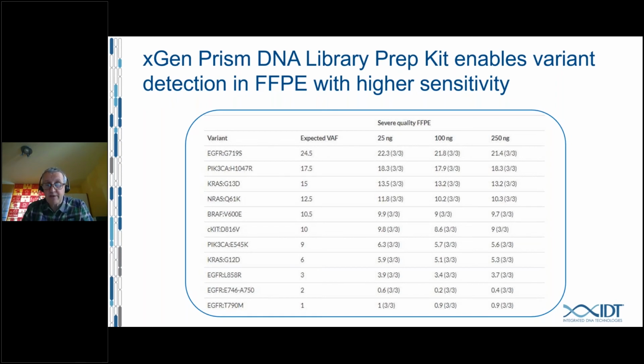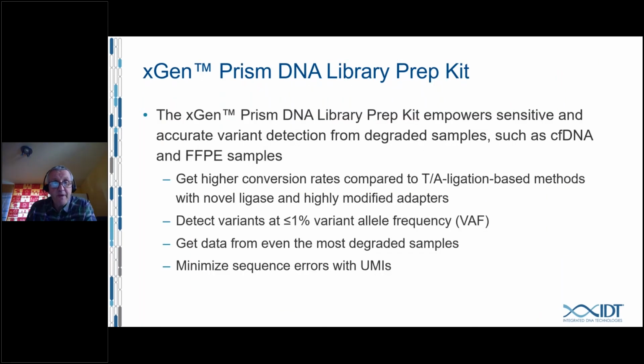And also Simon has given the idea that 0.13% is a result that can be achieved by the Prism together with the molecular barcodes included. So to wrap up, I think it's fair to say that the Prism library prep kit enables the low frequency variant detection within degraded samples, such as liquid biopsies and FFPE samples.